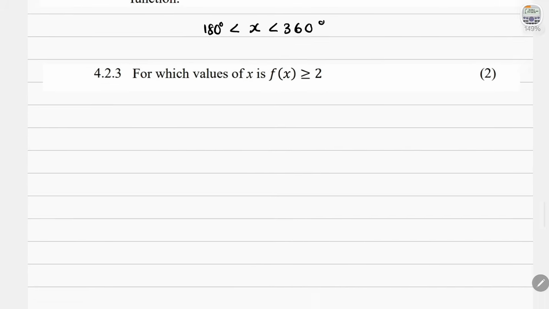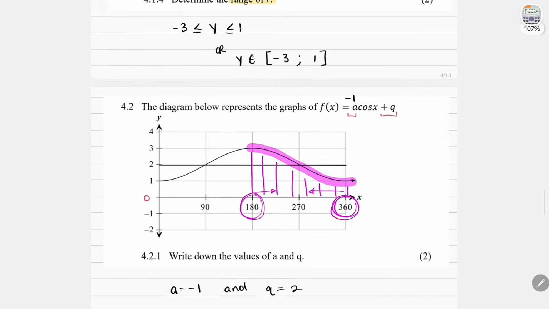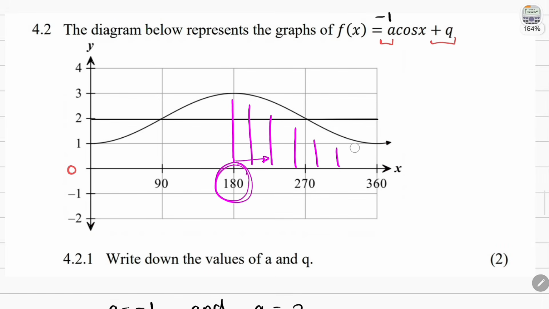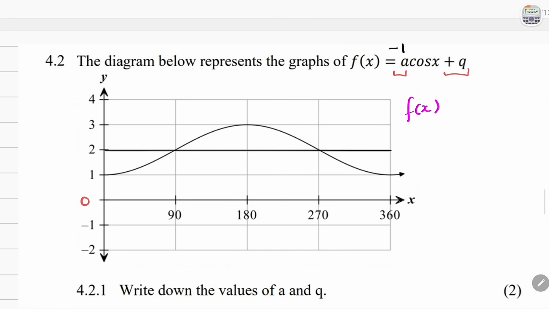Question 4.2.4 says, for which values of x is f of x greater than or equal to 2? Okay, so again, this is referring to our cos graph. Where is it greater than or equal to 2? So f of x, remember how f of x stands for y? So where are the y values of this graph either greater than or equal to 2? So that's what we're looking for.